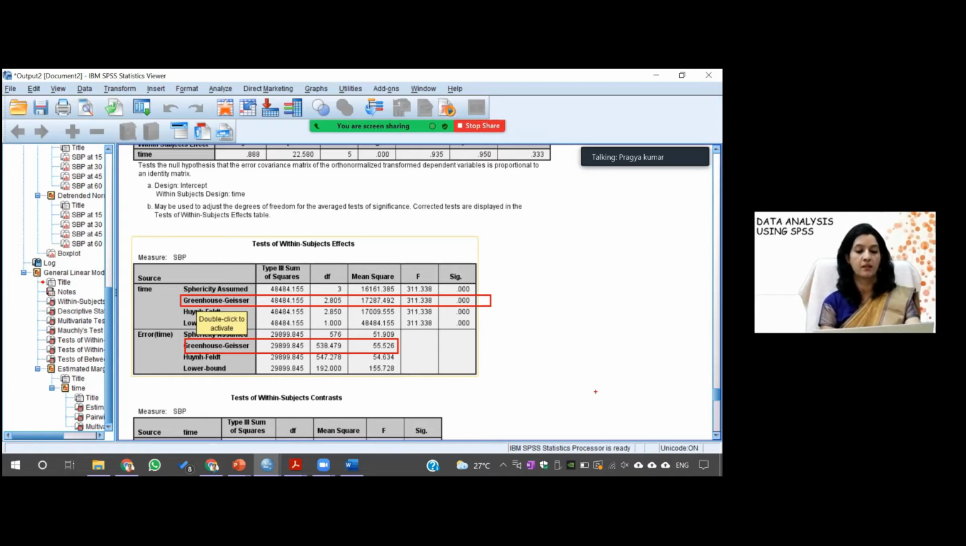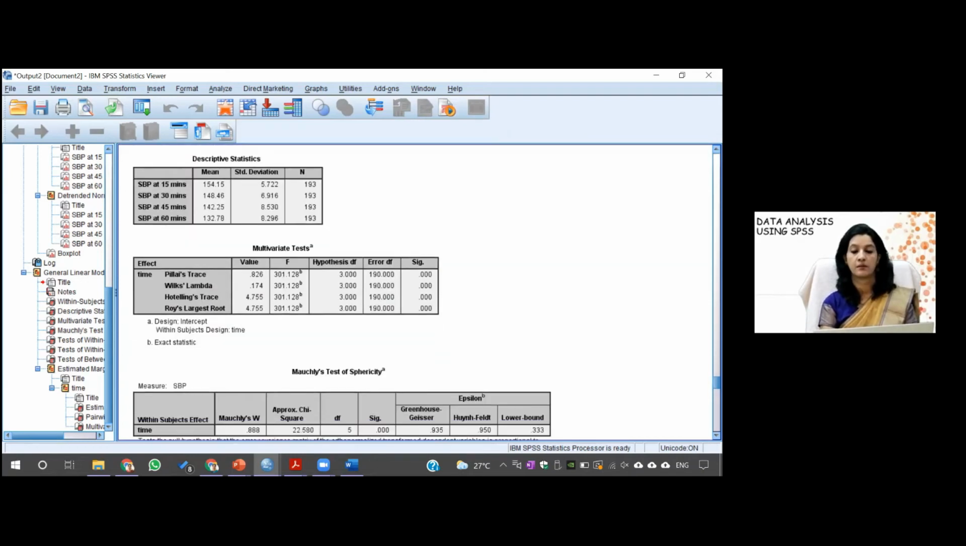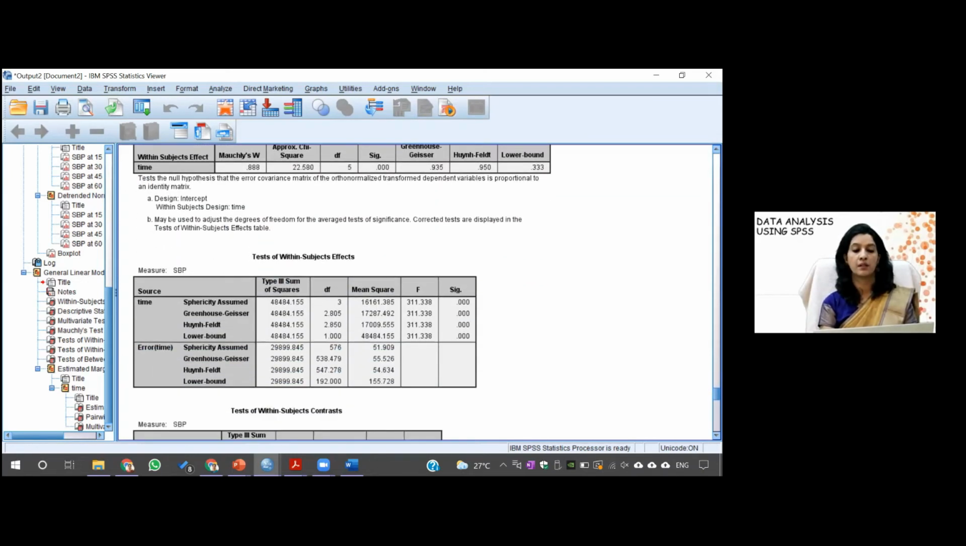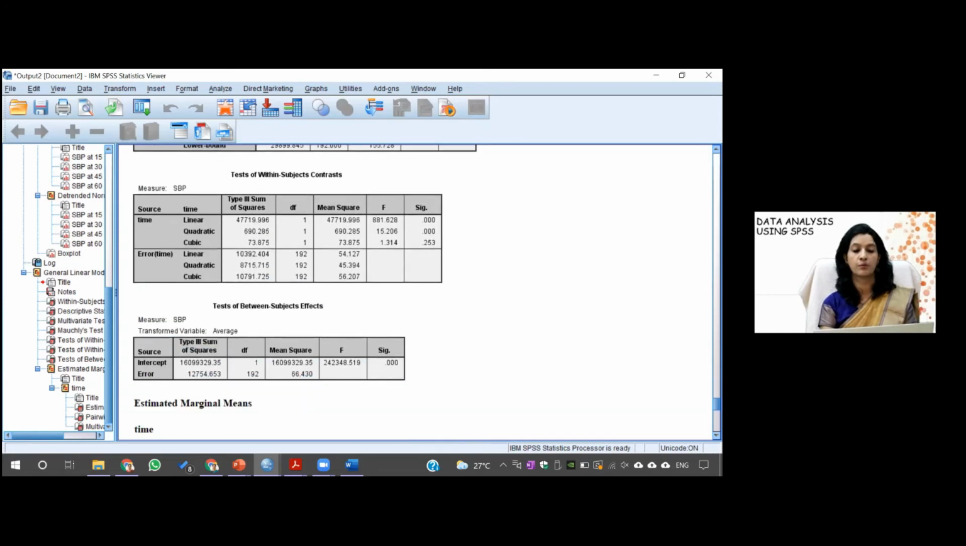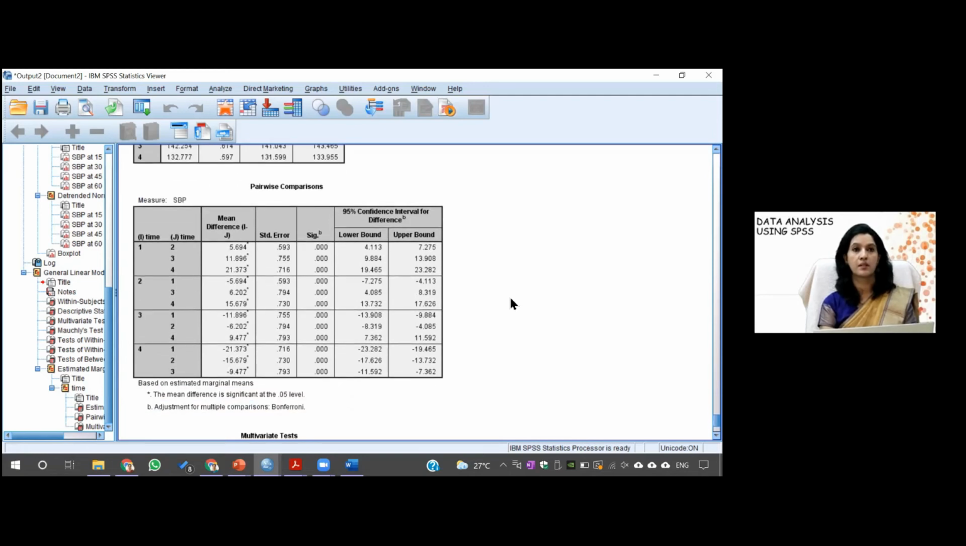And then coming down to this, this is the pairwise comparison. Like you have done the post hoc analysis in the one-way ANOVA. You did it in the chi-square also, but that was a very small number of pairs. Here you can see there are many pairs.